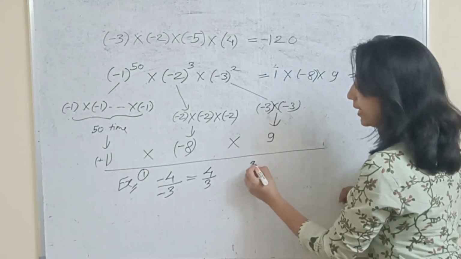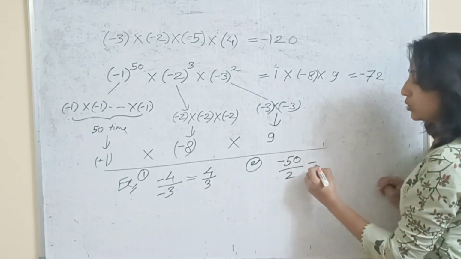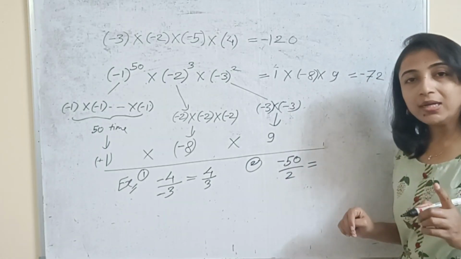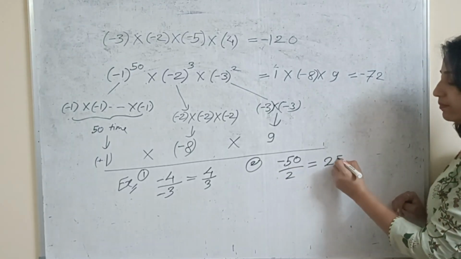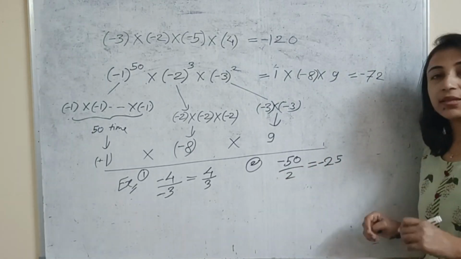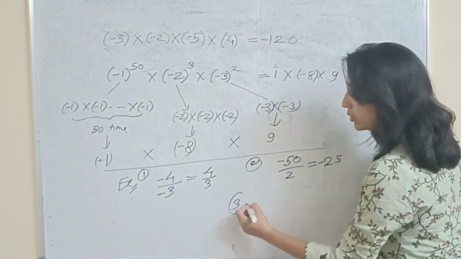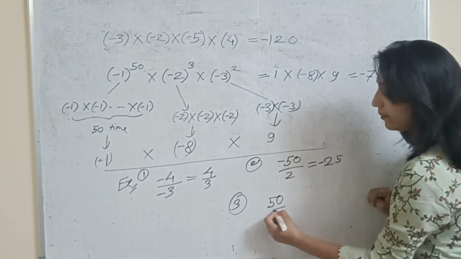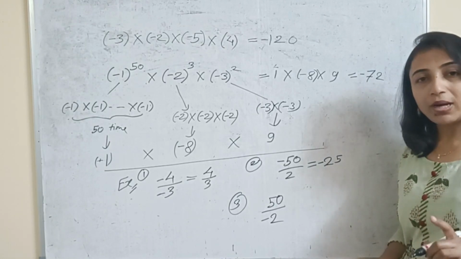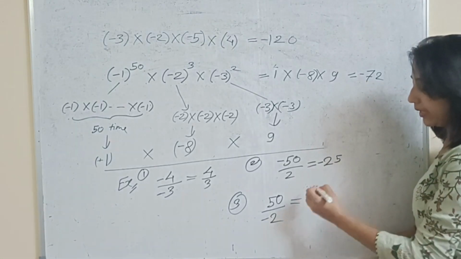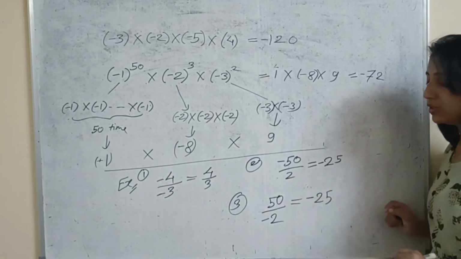If I take a second example, let's suppose it is minus 50 divided by 2. How many minus signs are there? 1. 1 is odd. So here 50 divided by 2 is 25 and it is odd, so the answer will be minus 25. If the minus sign is in the denominator, let's suppose instead of this term I write 50 divided by minus 2. Again count: the division contains 1 minus sign. So the result will be negative and 50 divided by 2 is 25. So the answer is minus 25.